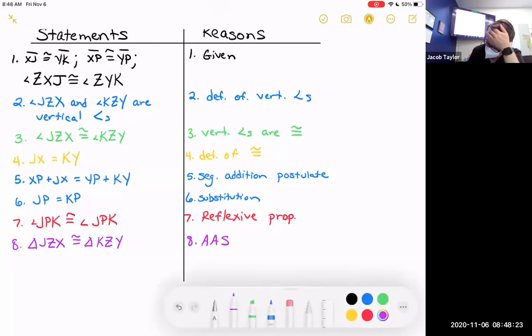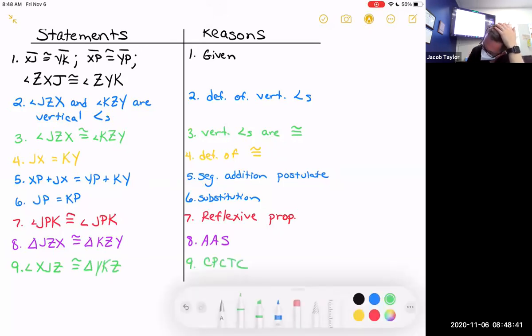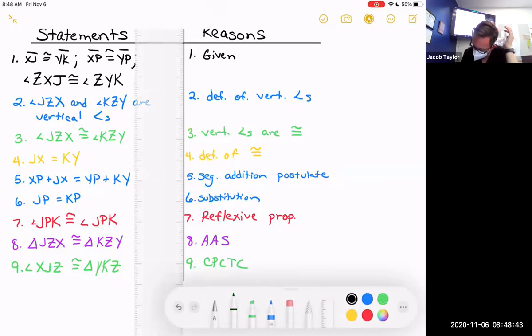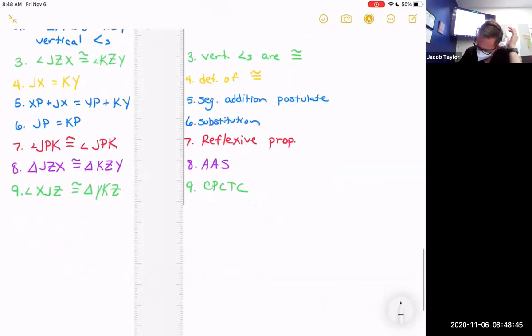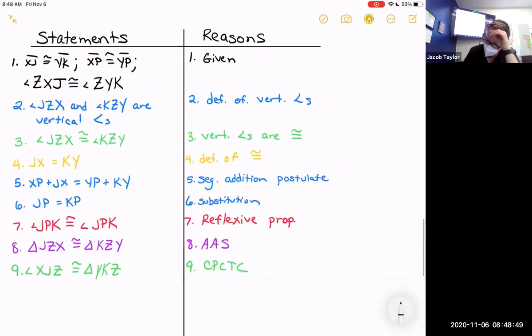So now those angles that we were trying to prove, we can just say that angle XJZ is congruent to angle YKZ, because we proved those two triangles are congruent and corresponding parts of congruent triangles are congruent. Right, kids? Man, I thought I drew that line too long, but we're still going.